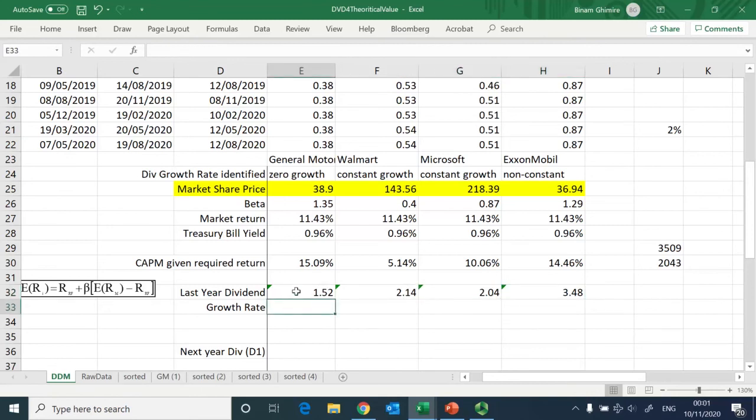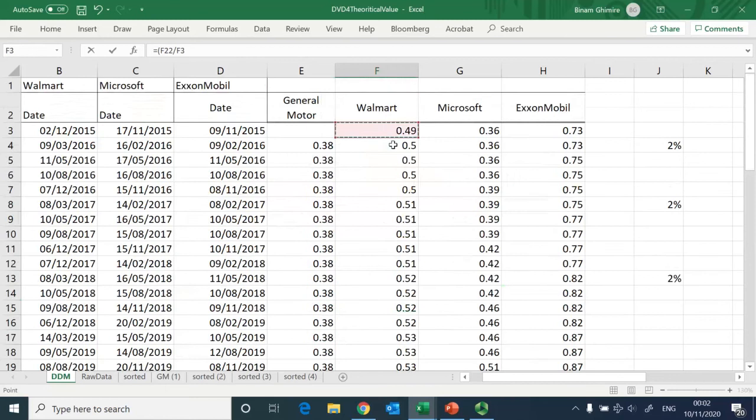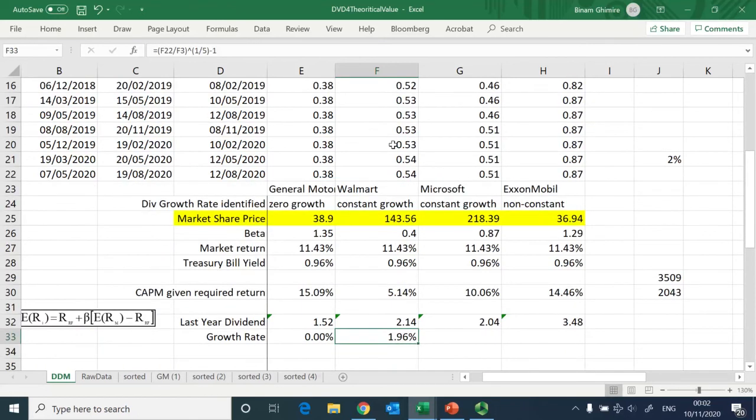Now in terms of growth rate, we've already said zero growth, so we can simply say 0% here. But in case of constant growth for Walmart, what we can do is say equals the dividend in the end divided by the dividend in the beginning, which is 0.49, power 1/5, take away 1. So that's what we have done, because that's 5 years. And it is the same for Microsoft as well.